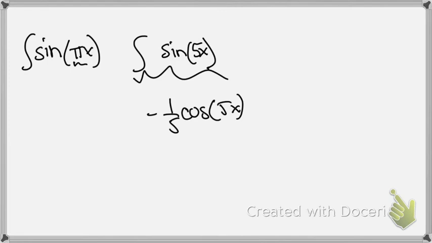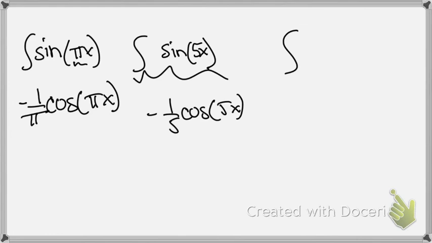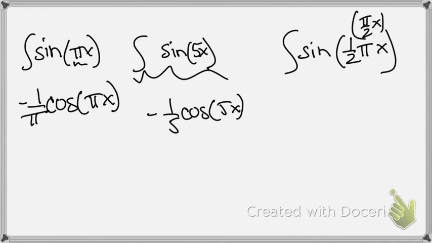Okay, so this is the same thing. This would be negative cosine of pi x divided by the derivative of the inside, which is just dividing by pi. Okay? All right, now let's step it up a little bit more. What if it was the integral of sine of 1/2 pi x? Well, you can either think of that 1/2 pi like that, or you can think of it as pi over 2. Either one, whatever you think is easier.